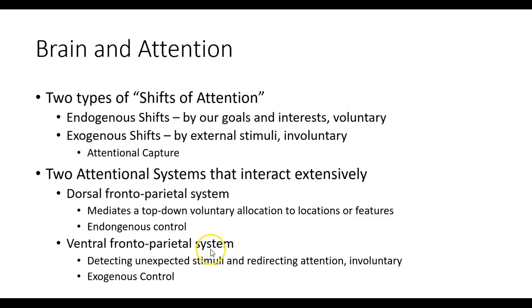Okay, so when we talk about attention, there's stuff that we voluntarily attend to, and then there's stuff that calls our attention to it. Endogenous shifts of attention are shifts where we turn our attention to things that are related to our specific goals and interests. Exogenous shifts, so endogenous means in, exogenous means outside of us. So exogenous shifts are external stimuli.